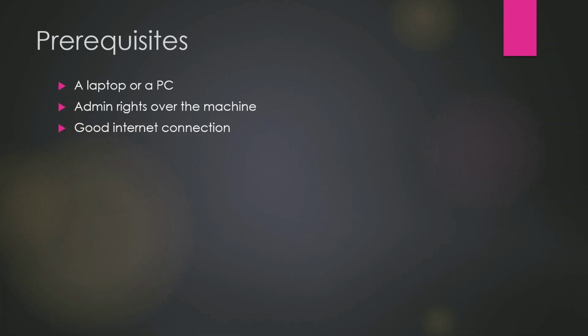Let's talk about the prerequisites now. So you need to have a laptop or a PC. And one of the most important ones is admin rights over the machine, because you need to install a lot of stuff. And then you have to have a good internet connection because you need to download a few things, and zeal to learn. This is important because you need to learn a lot in this course, and we are going to do a lot in the console. So you should have this.